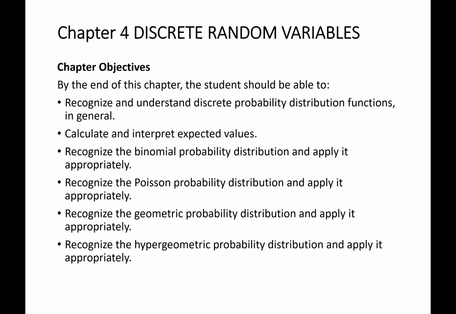Then we'll start talking about our four discrete probability distributions that we look at: the binomial, the Poisson, the geometric, and the hypergeometric. And the only one you can't do on your calculator is the hypergeometric. It doesn't have that function on the TI-84. But Excel does it quite nicely, and it's pretty easy to do with a formula. It's a pretty easy thing to calculate.